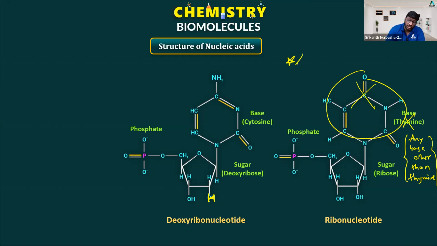These are the general structures of your respective nucleic acids. Deoxyribonucleotide, ribonucleotide. Whenever the nucleotides are linked, they are linked in such a way that you will see the phosphodiester linkages. That linkage will be a 3-5 linkage. Clear?